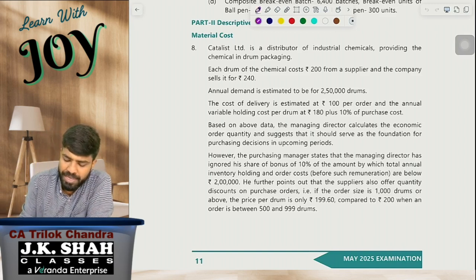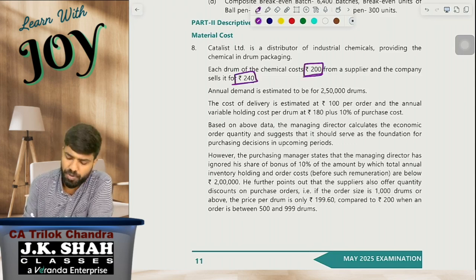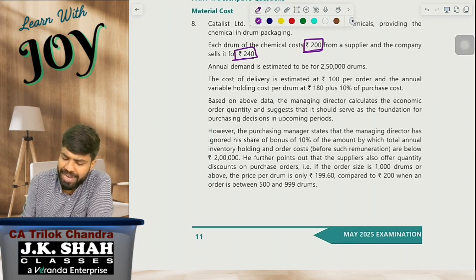What is given? Catalyst Limited is a distributor of industrial chemicals, providing the chemical in drum packings. Each drum of the chemical costs 200 rupees from a supplier and the company sells it for 240 rupees. So the company is purchasing at 200 rupees and selling at 240 rupees with a profit of 40 rupees. Annual demand is estimated to be 250,000 drums. This we can take as A.